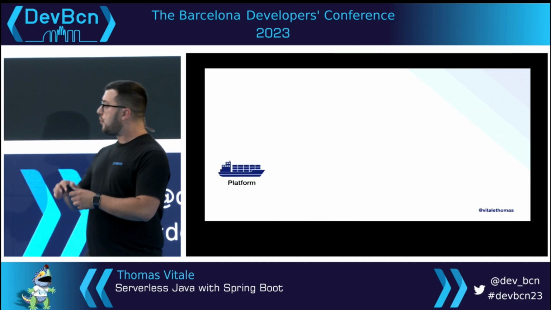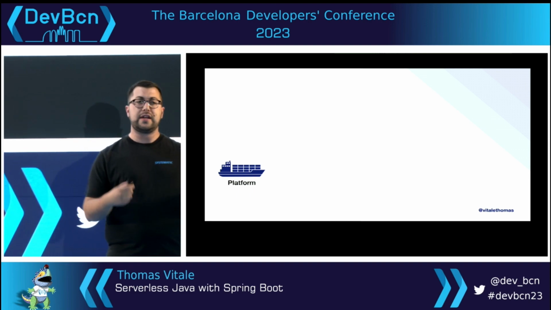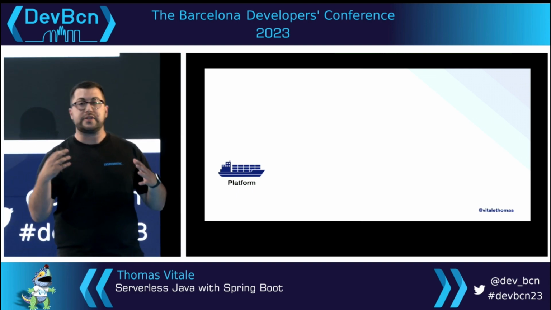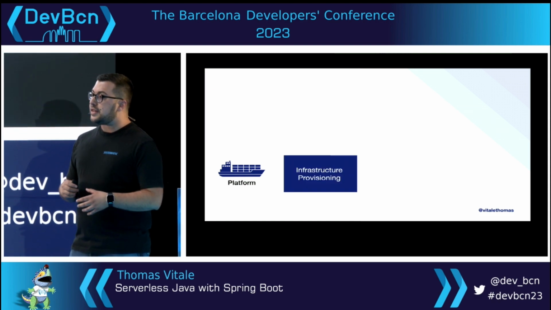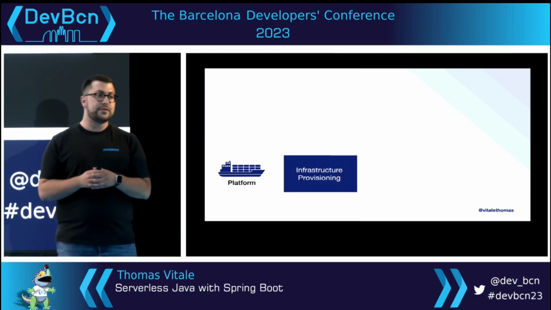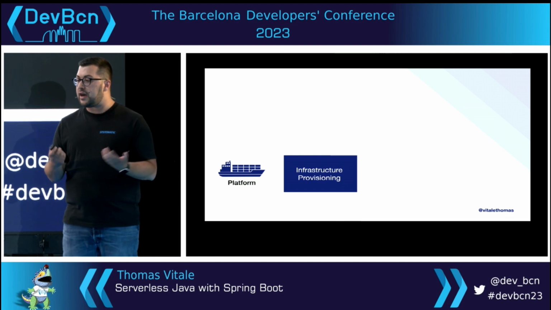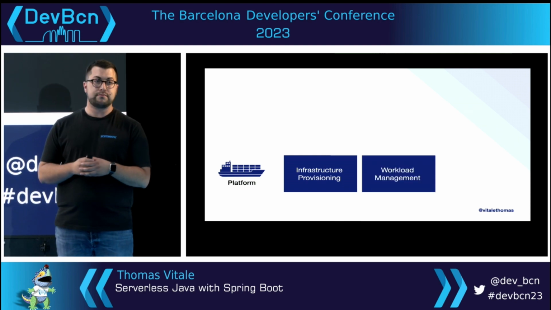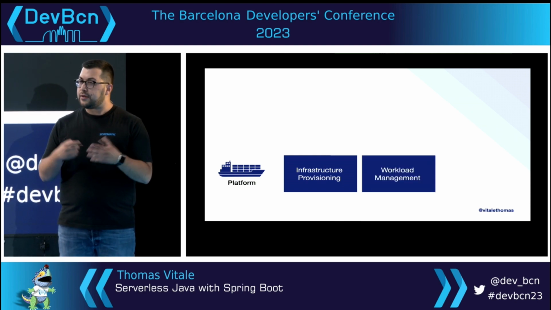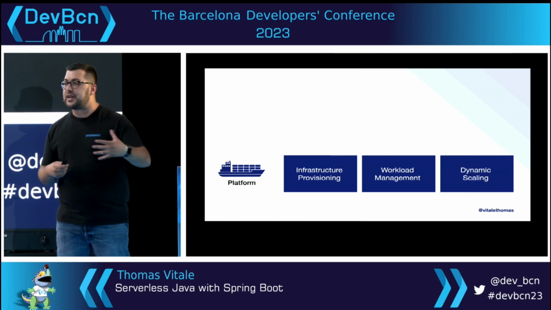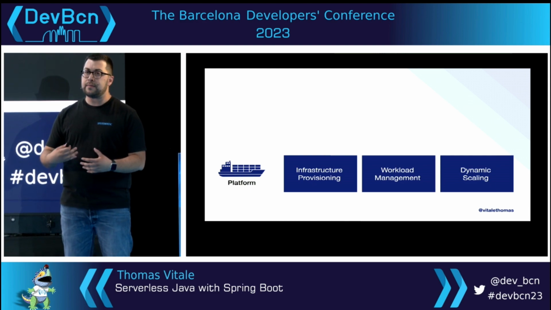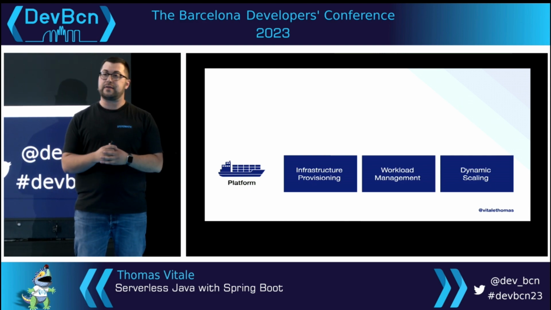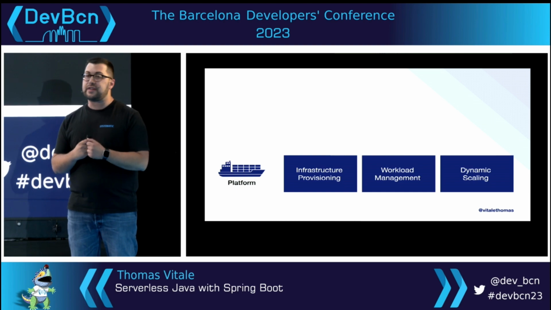Instead, we have a platform. We introduce the concept of a platform in order to take care of all the infrastructural concerns for us. So we want a platform that can take care of provisioning infrastructures, that can take care of managing workloads, and also a platform that can dynamically scale our application instances. So if there's more traffic coming in, I want the platform to take care of scaling instead of dealing with that myself as a developer.